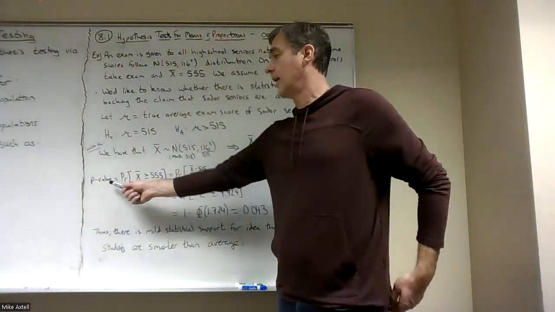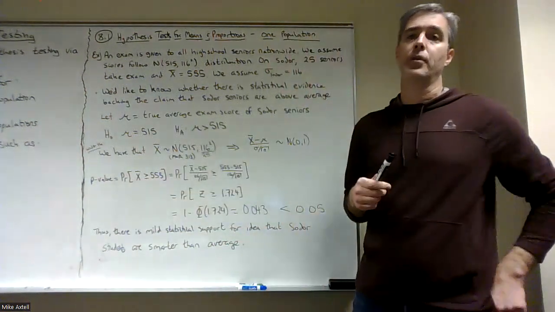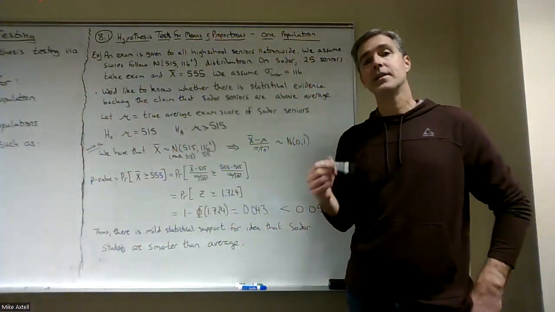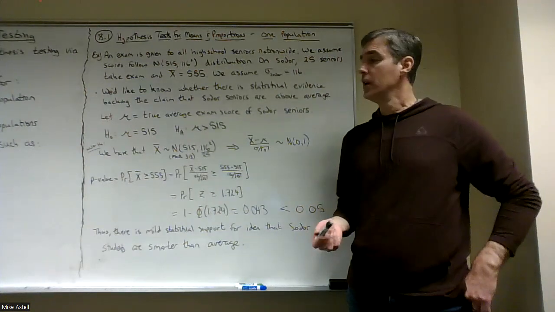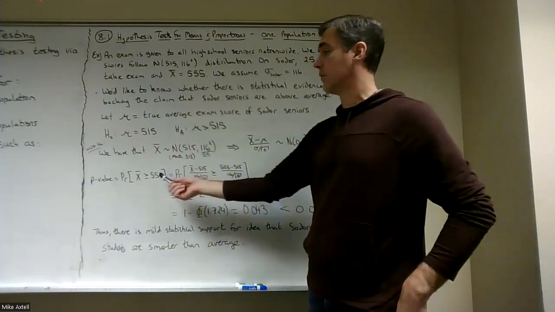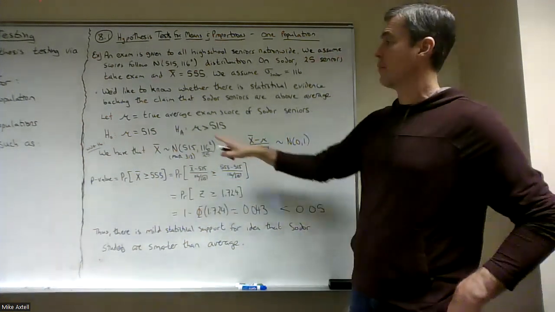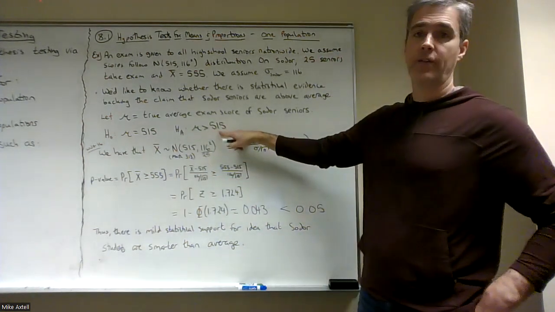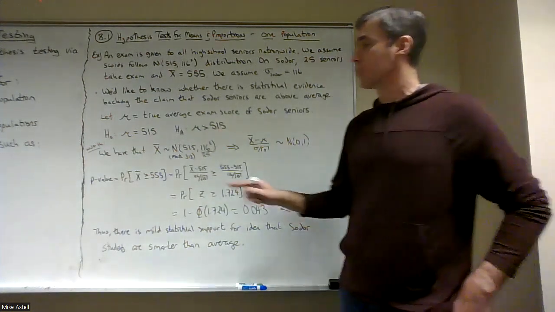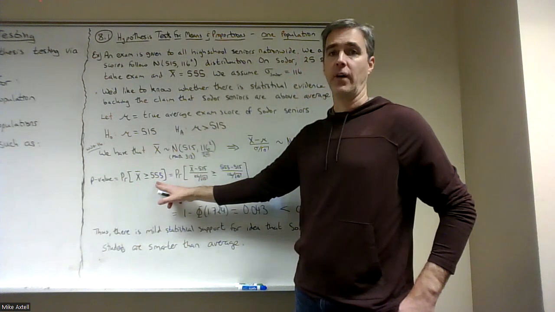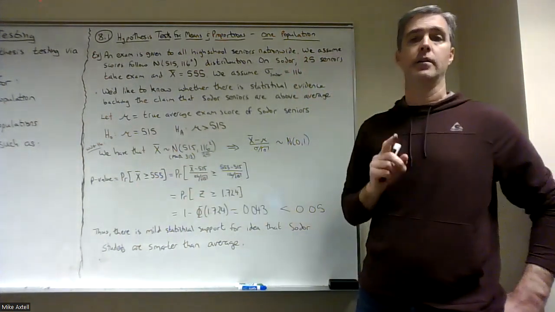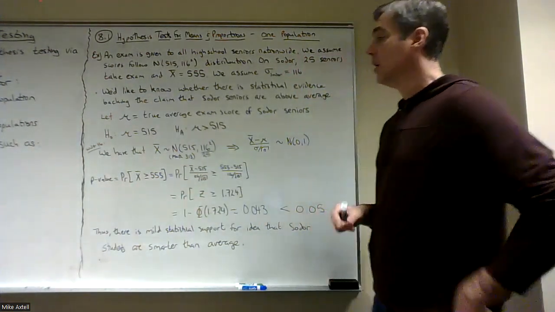So the p-value is the probability of seeing a score as extreme or more extreme than the sample data. In the sample data, we saw a score of 555, and our alternate hypothesis is strictly greater than 515. So the p-value is the probability the sample average could be greater than or equal to 555. So it is a one-sided p-value, okay?